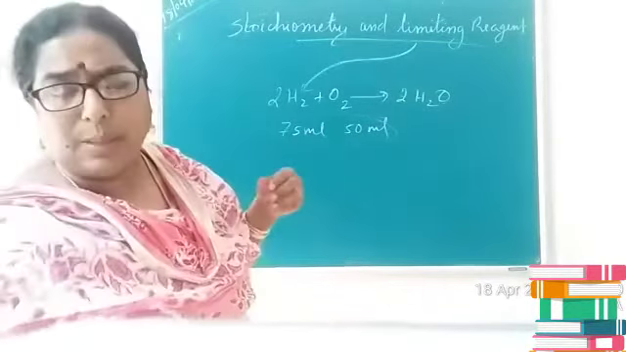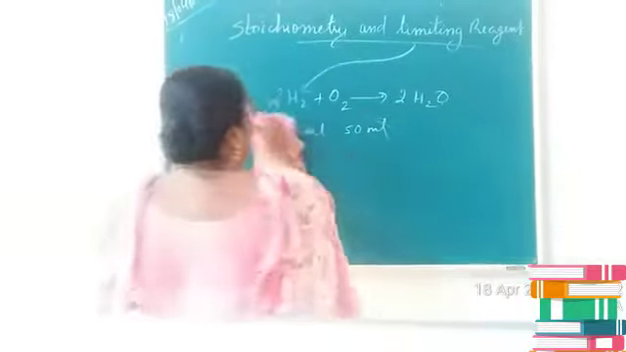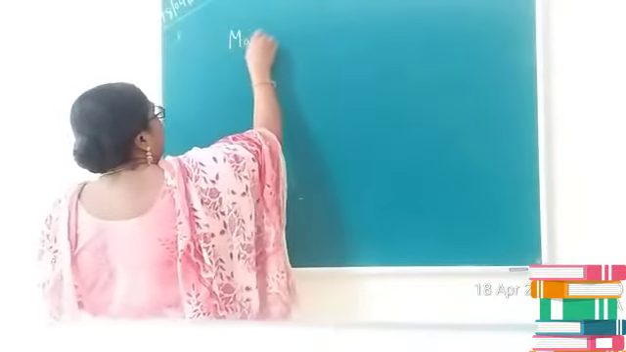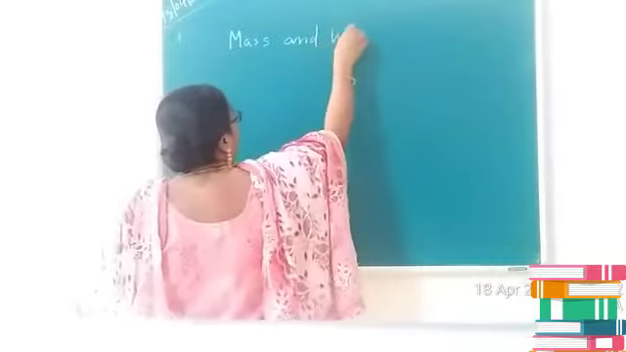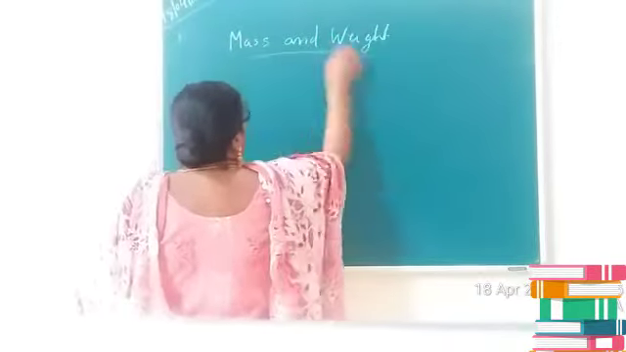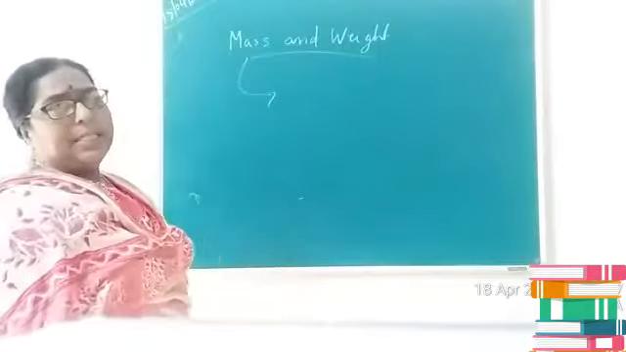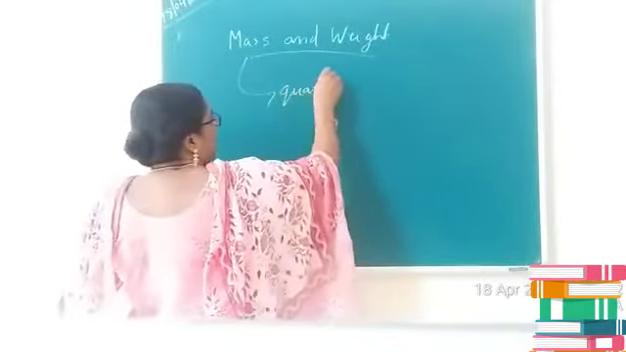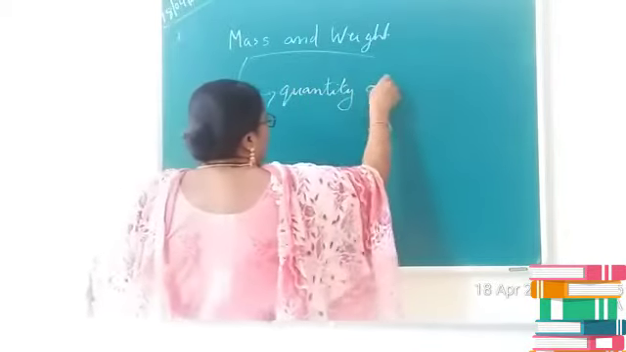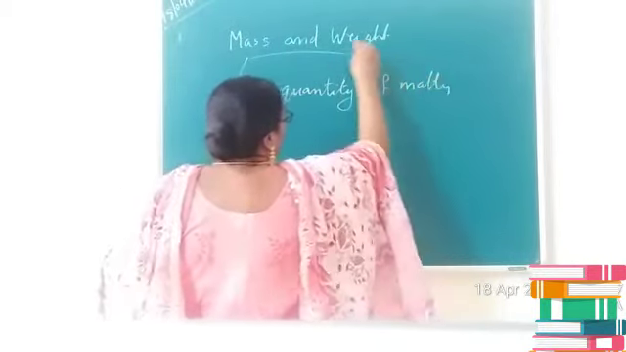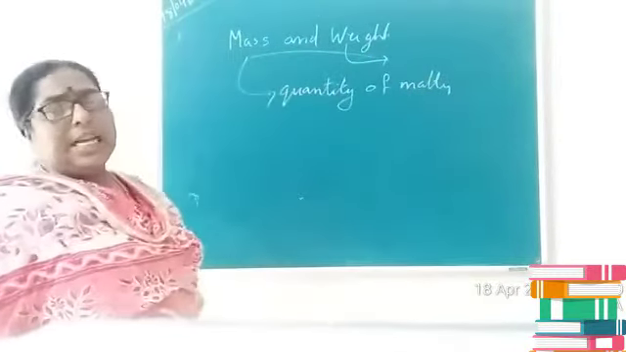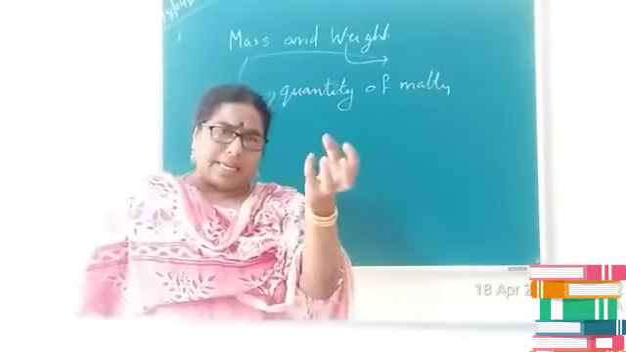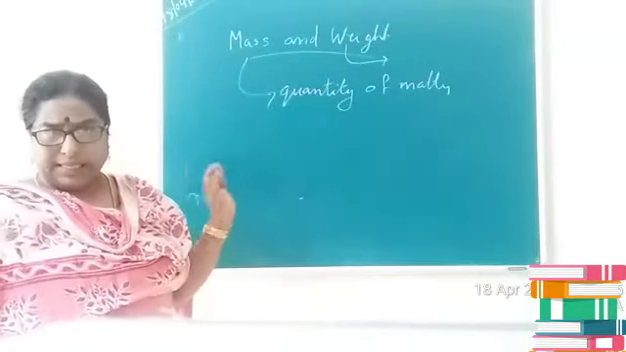Okay, now let us move to some of the basic terms given in the chapter, and we can wind up the chapter. First, let us see the difference between mass and weight. Mass is the quantity of matter present in a body. On the other hand, weight is the force with which the body is attracted towards the center of the earth. Is it clear, children?